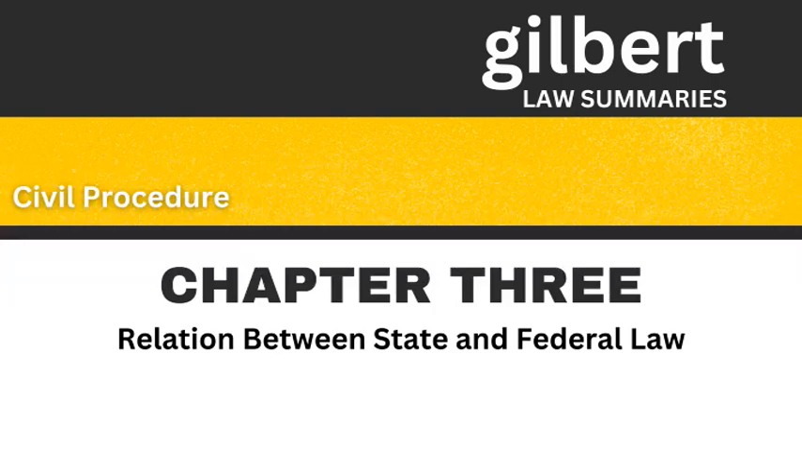A. State law in the federal courts. 1. Rules of Decision Act, section 1. The starting point for the applicability of state law in the federal courts is the Rules of Decision Act, 28 U.S.C.